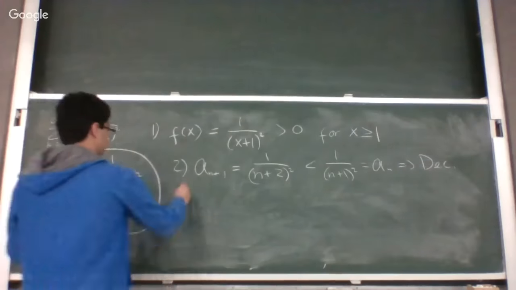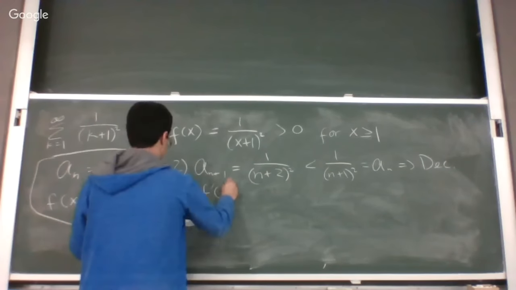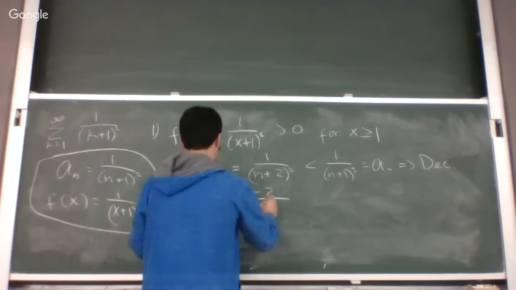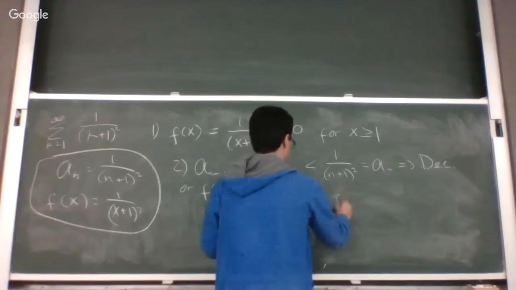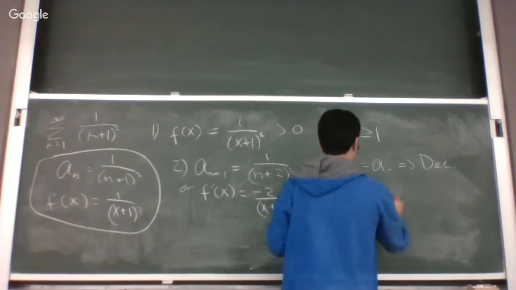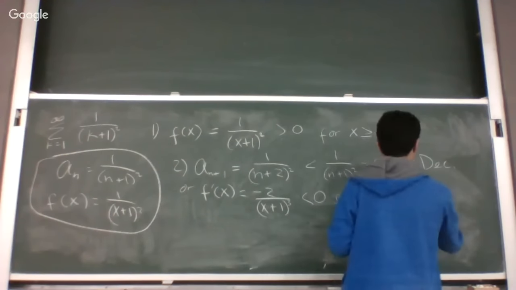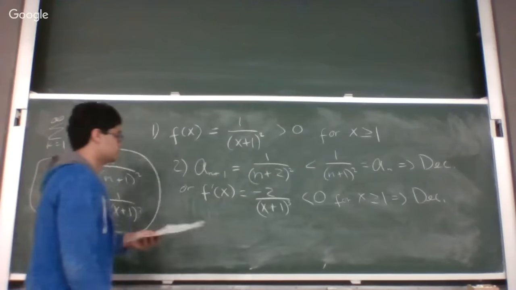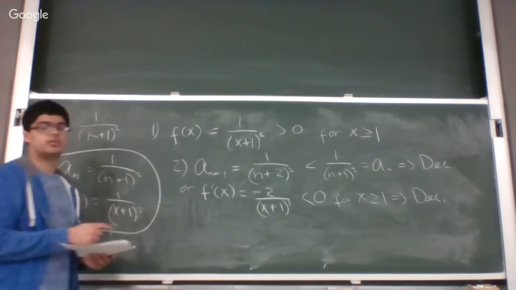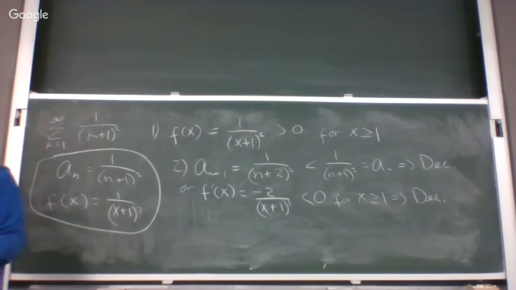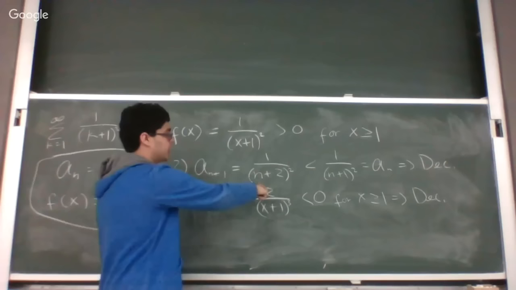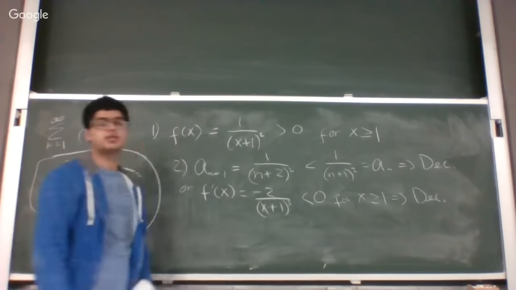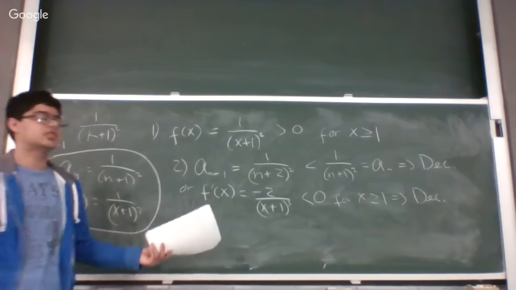Or the other way to do it is to show the derivative. So f prime of x is equal to negative 2 divided by x plus 1 quantity cubed. And since that's less than 0 for x greater than or equal to 1, therefore it's decreasing. So both ways are valid. Any questions on that? Because the n plus 1 term, since it's a bigger denominator, it has to be lower than the a sub n, so that we know it's decreasing. And since the derivative is negative, it's decreasing.